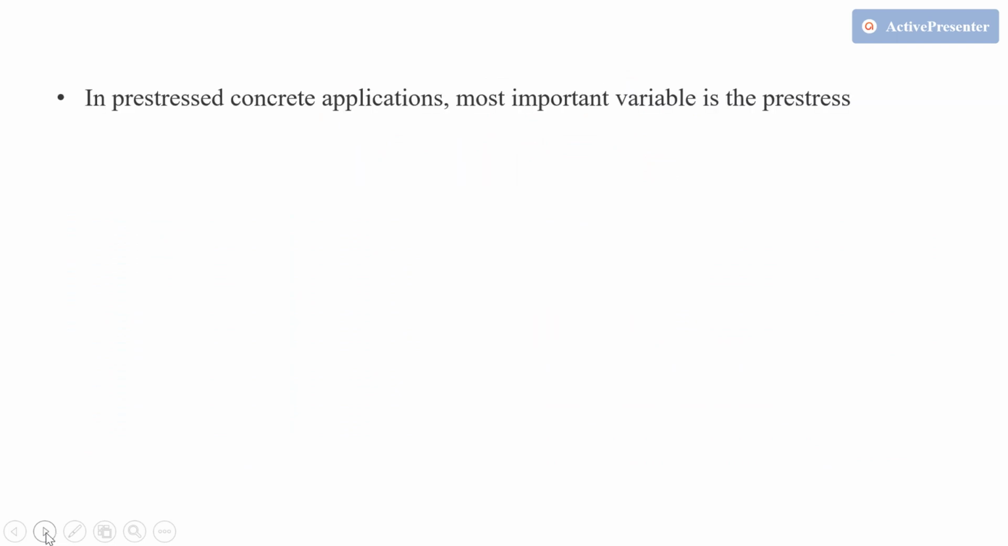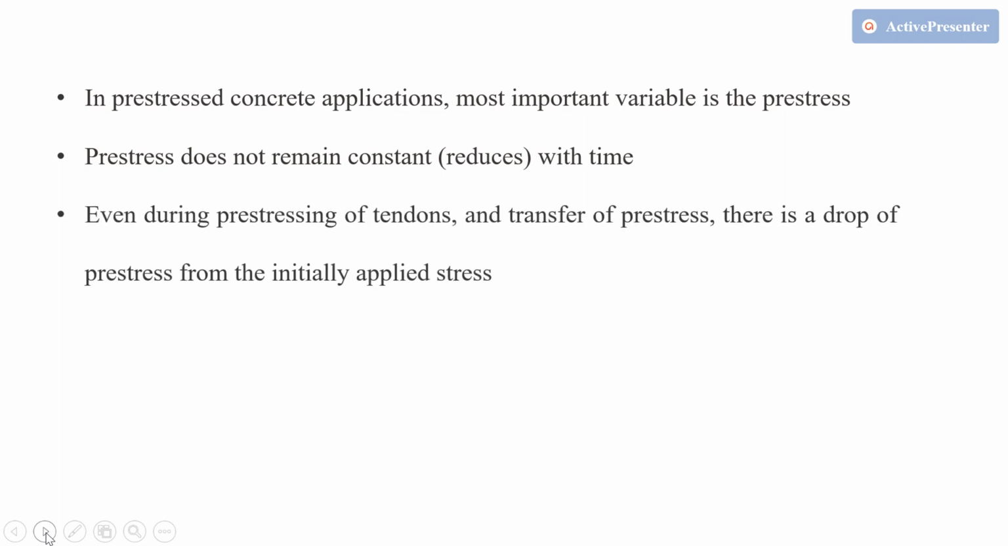In a pre-stressed concrete application, the most important variable is the pre-stress. Pre-stress does not remain constant. It reduces with time because you cannot always provide it. There will be some reduction in pre-stress, and that is called your losses. Even during pre-stressing of tendons and transfer of pre-stress, there is a drop of pre-stress from the initially applied stress. Reduction of pre-stress is nothing but loss in the pre-stress.